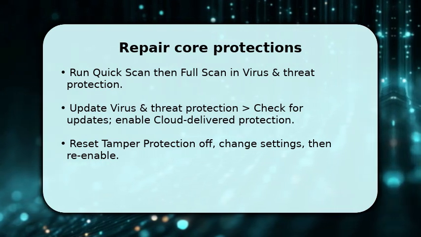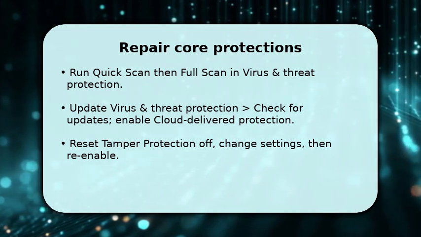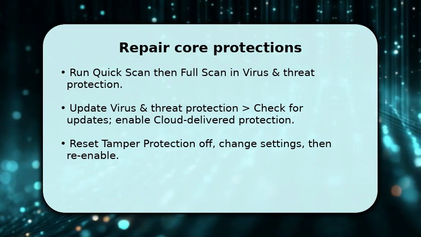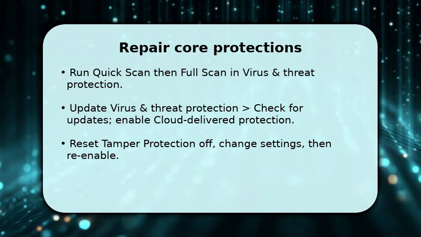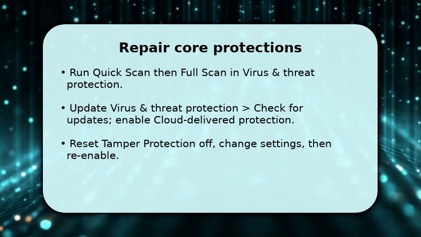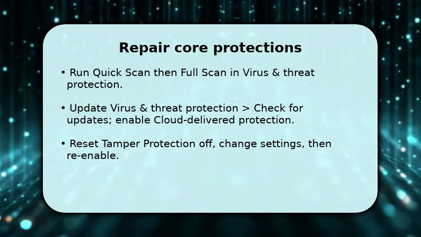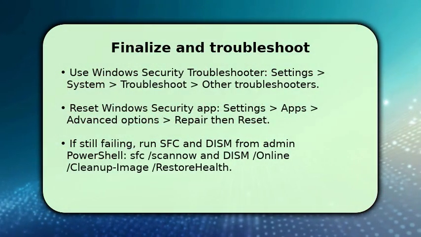Next, open virus and threat protection updates and force a signature update so Defender recognizes clean files. Enable cloud-delivered protection for better heuristics. If settings are locked, turn tamper protection off briefly to change protection toggles, apply fixes, and then turn tamper protection back on. You finish by running the built-in troubleshooter to auto-fix obvious service or permission issues.